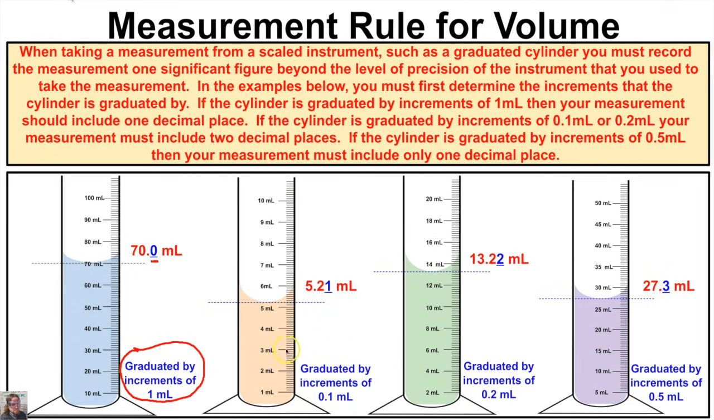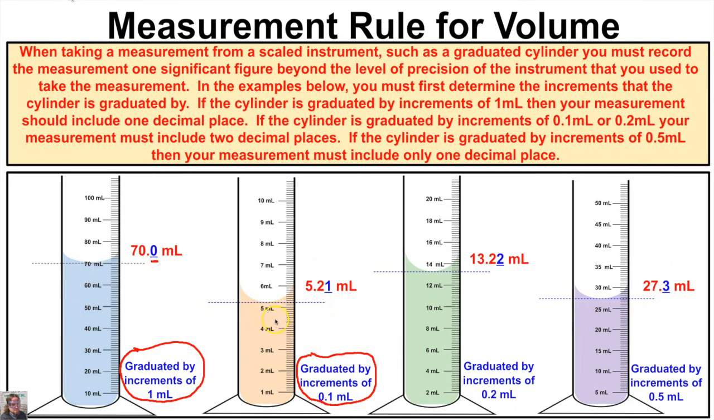If we take a look at this graduated cylinder right here, if we take a close look, we can see that the graduated cylinder here is graduated by increments of 0.1. If this is 1 milliliter, this is 1.1, 1.2, 1.3, 1.4, 5, 6, 7, 8, 9, and up to 2 here. So each increment here on this graduated cylinder is 0.1 milliliters.